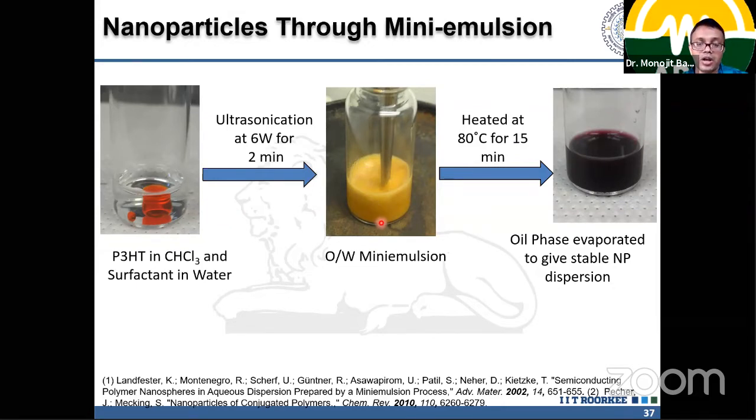So what happens is this hydrophobic part goes into the organic part and the hydrophilic part goes into the water, and then it stabilizes the miniemulsion or mini droplet. And then when you remove the organic solvent, all this polymer actually collapses into small particles, or the PCBM collapses into small particles, and the surfactant is wrapped around the particle and stabilizes it in water. So ultimately what you get is a water dispersion of nanoparticles, right?